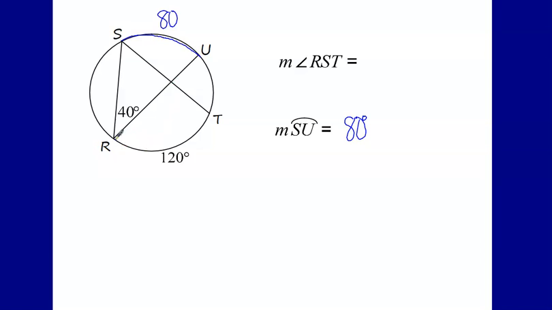And then if we know that arc RT is 120 degrees, if we follow that back to the inscribed angle RST, back here, this is going to be half of that. So half of 120 would be 60 degrees. So the inscribed angle is half of the measure of the arc.